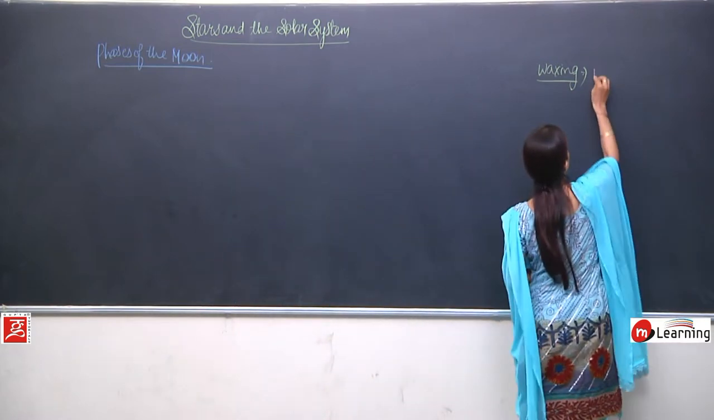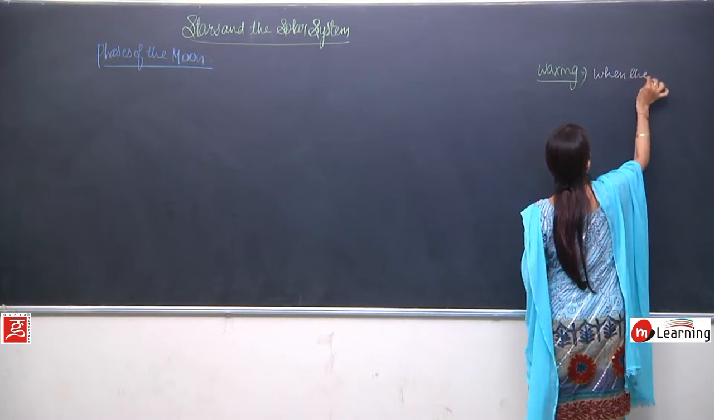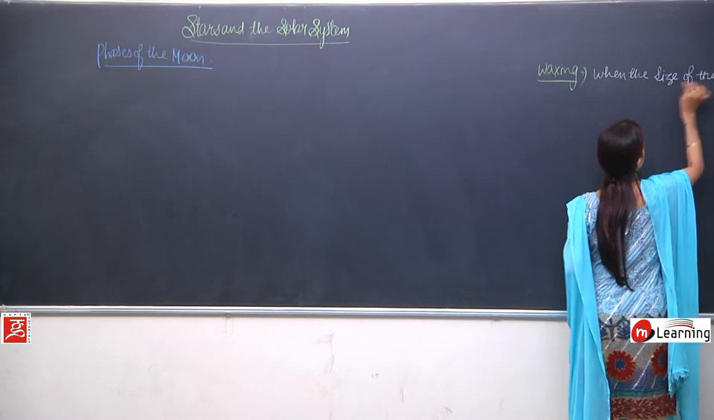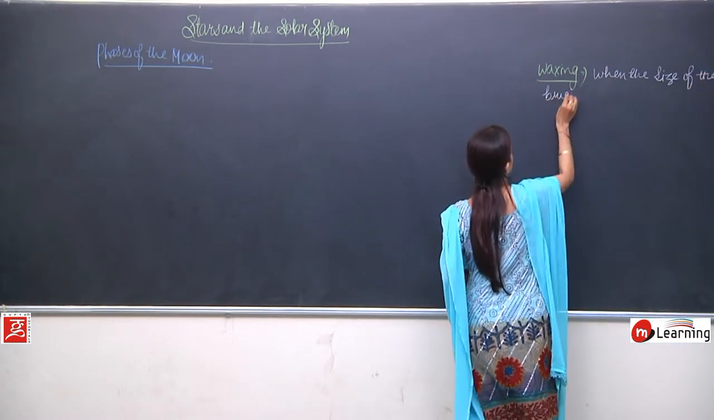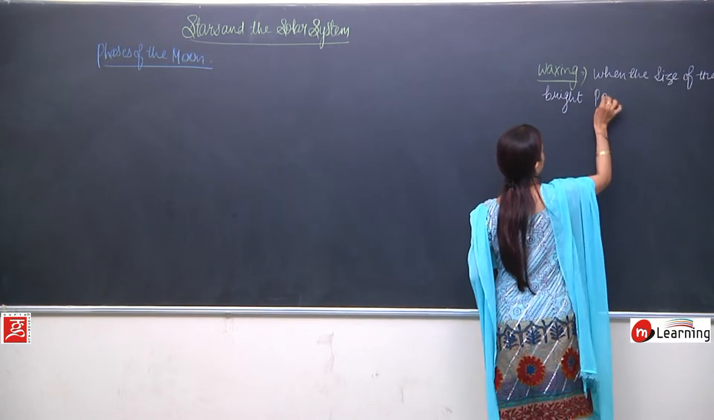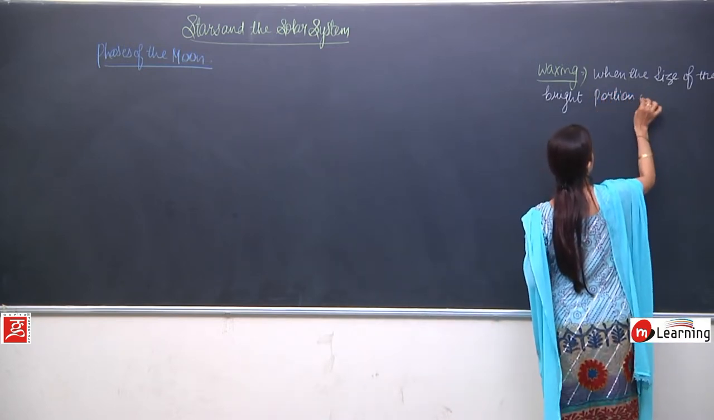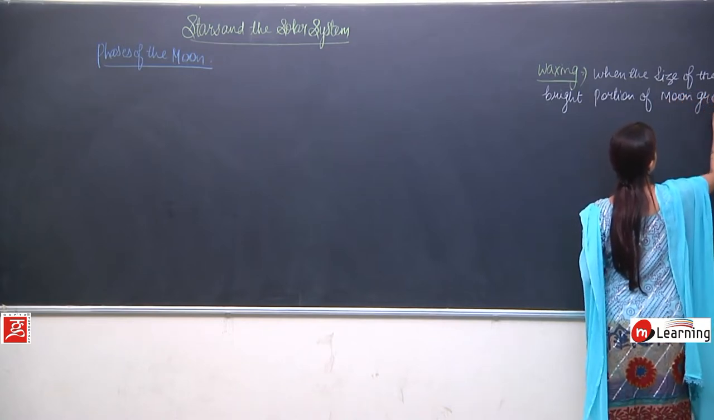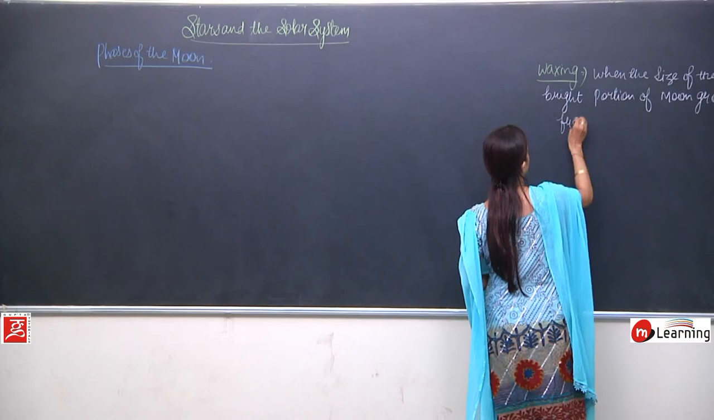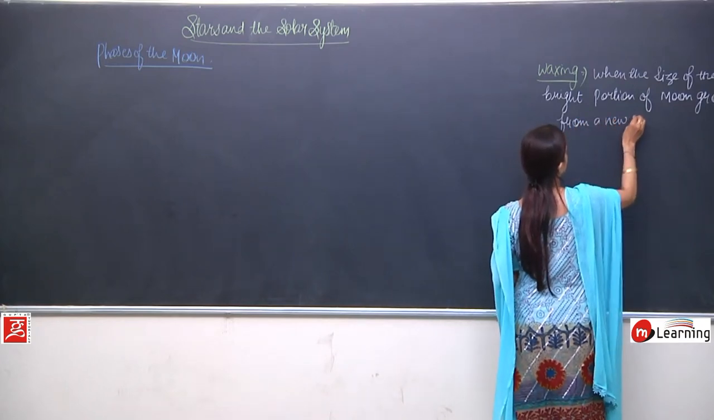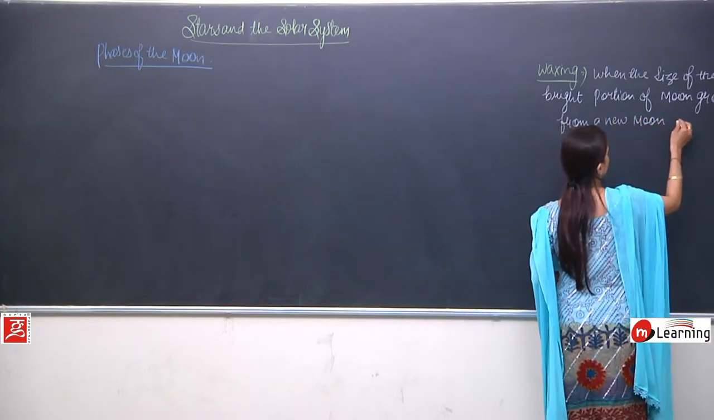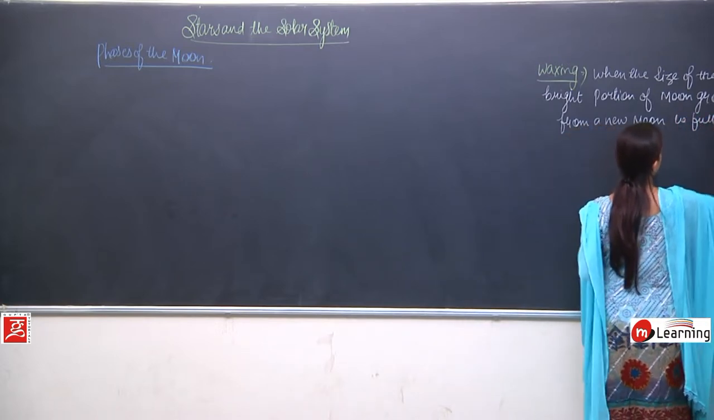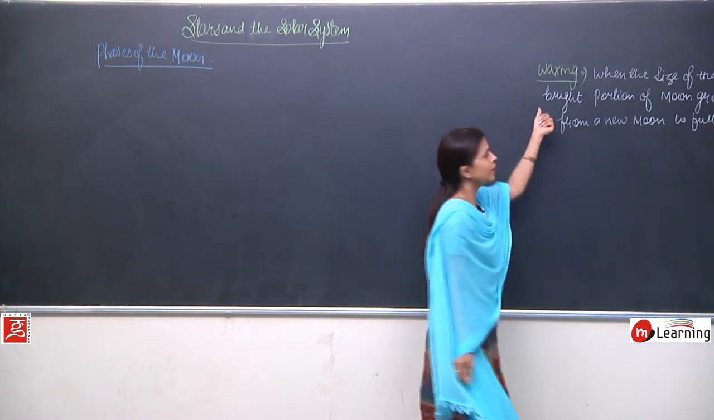So how to write this? When the size of the right portion of the moon grows from a new moon to full moon, it is waxing. This one is known as waxing.